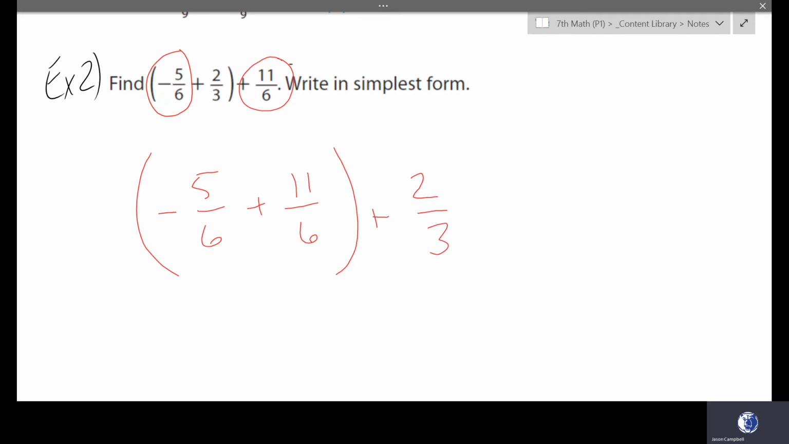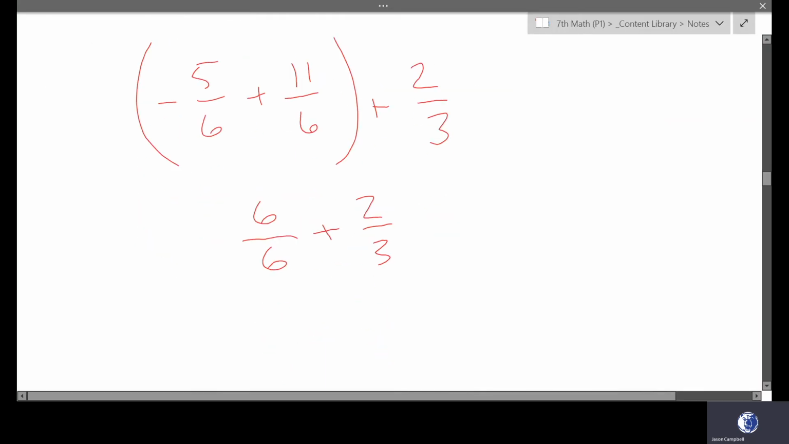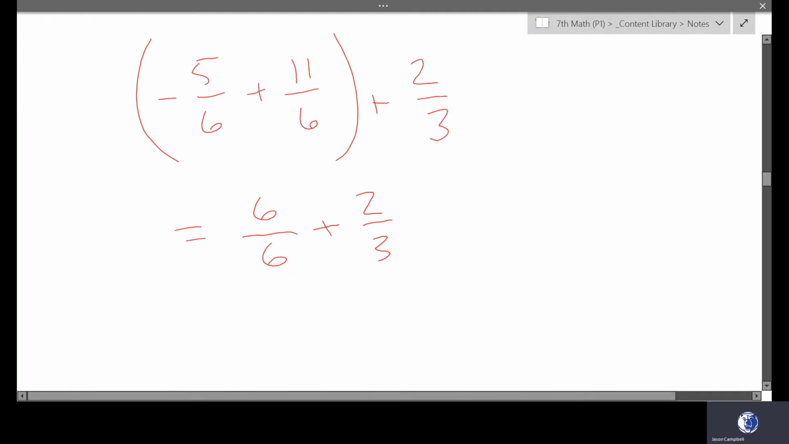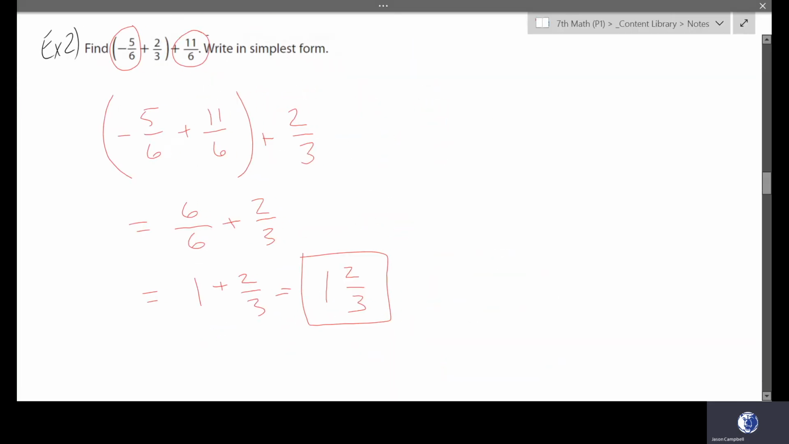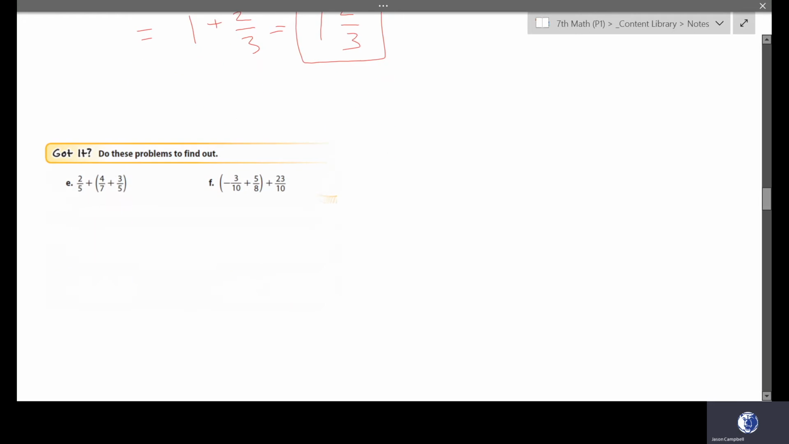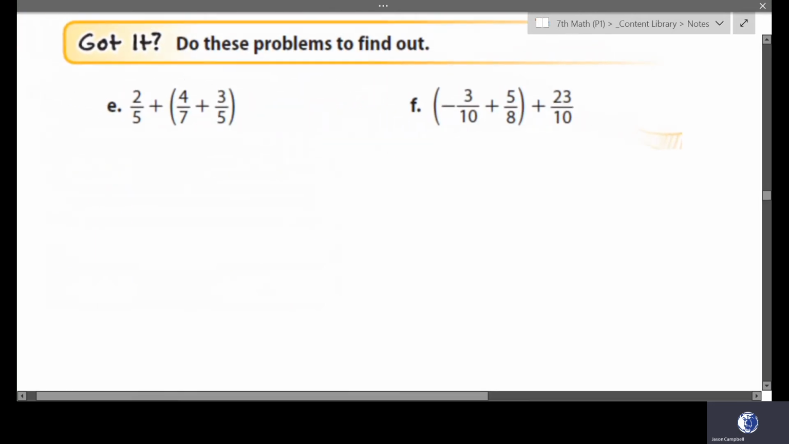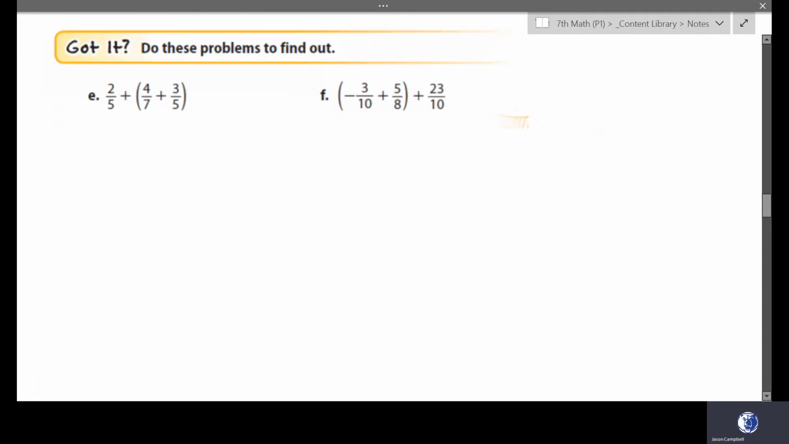Negative 5 and positive 11 is going to be 6 over 6. 6 over 6 is 1. And 1 plus 2/3 is 1 2/3. Or 1 add 2/3. Okay. Hopefully that makes sense. Go ahead and try these got it E and F, and then resume this video when you're done.